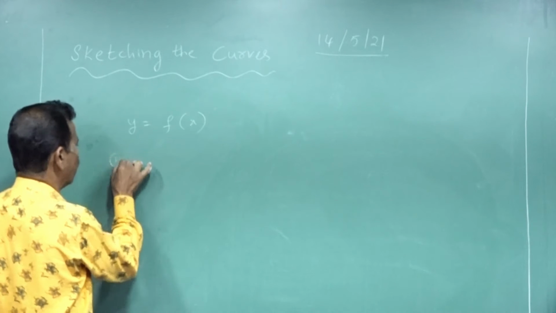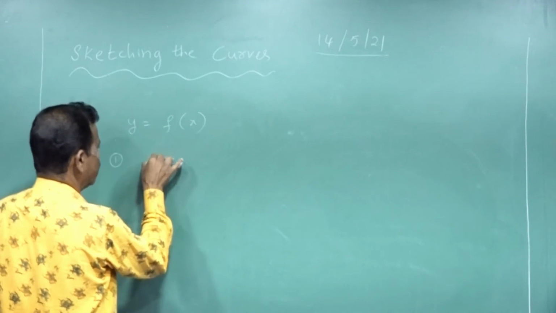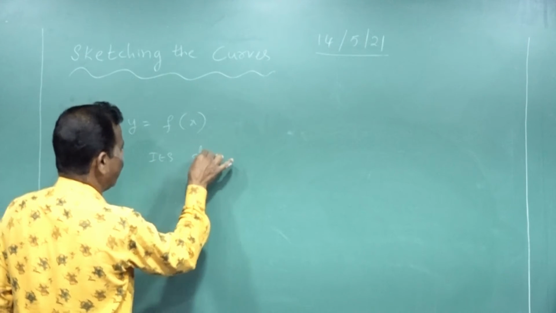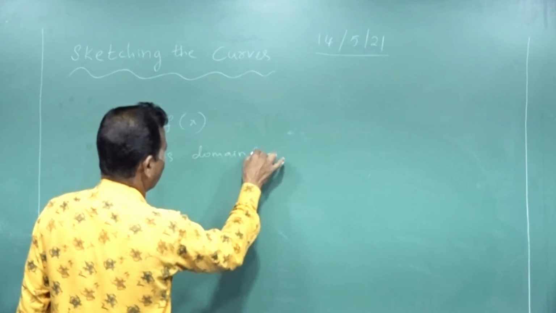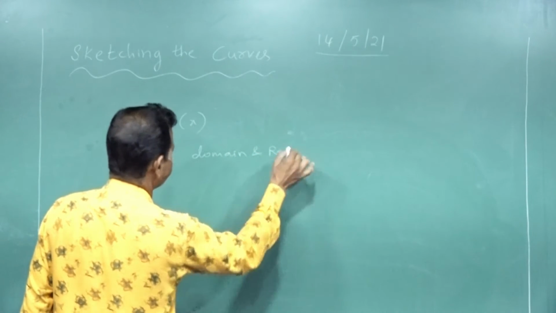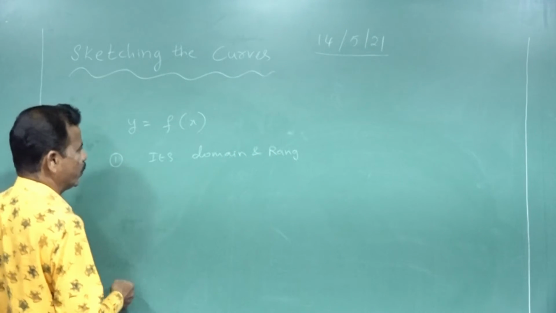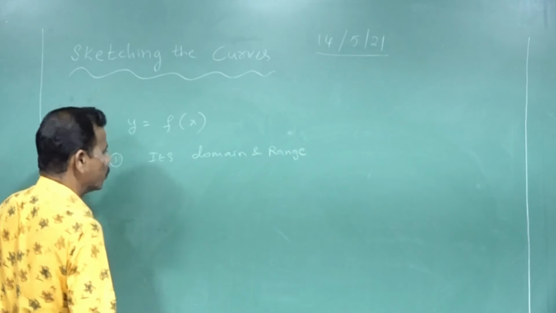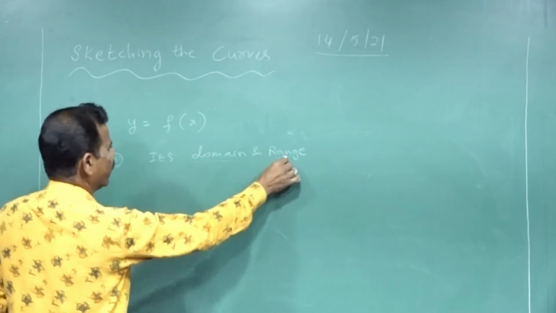First we find its domain and range. Its domain and range. So how we find the domain and range?